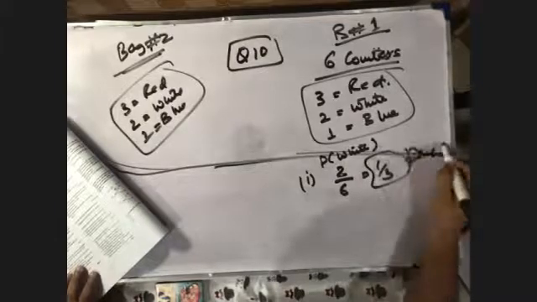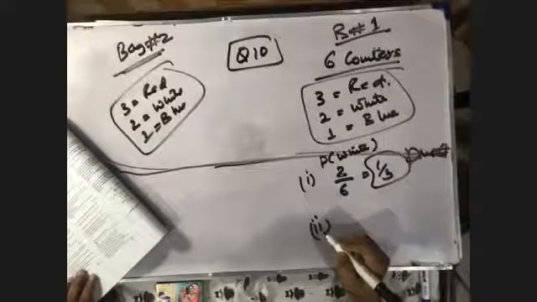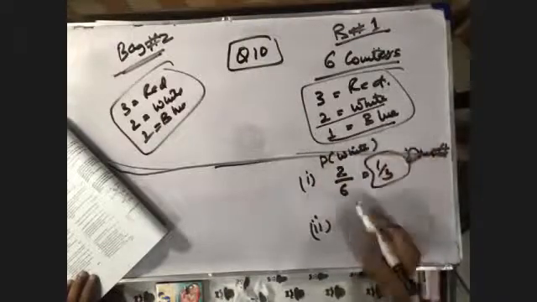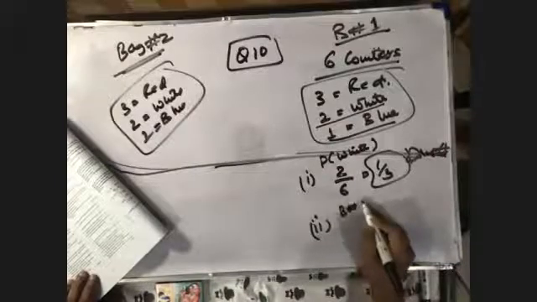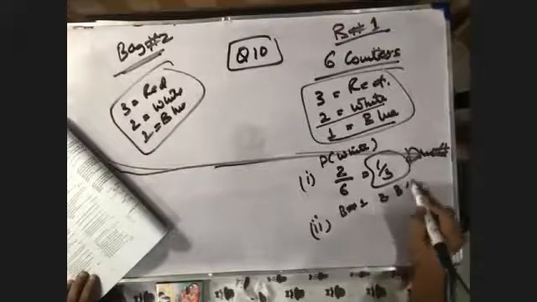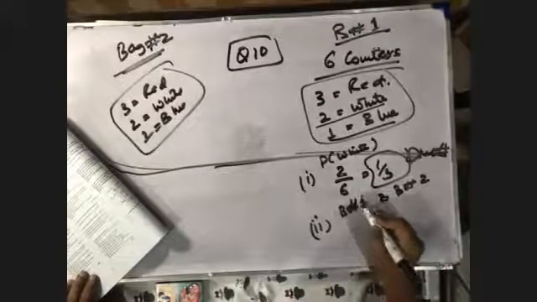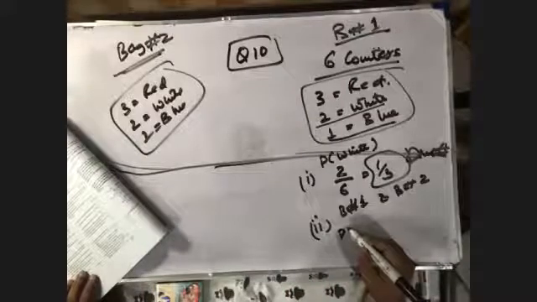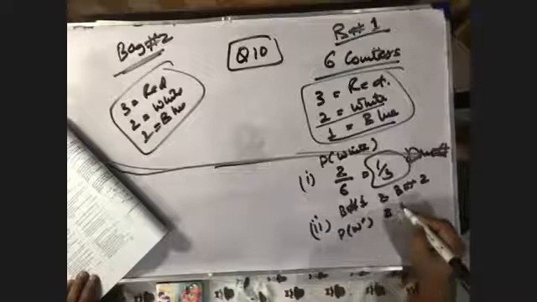Easy. Part 2. 1 counter is drawn from each bag. Find the probability that it is not red. Not red means could be white and blue, 3 favorable. Okay, each bag, bag number 1 and bag number 2.